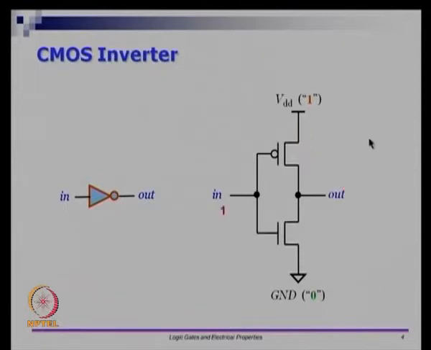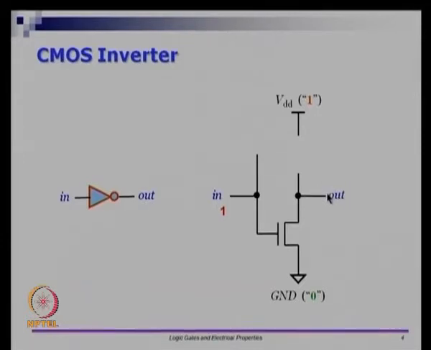Let us see what happens when the input is 1. If the input is 1, then we know that the PMOS device turns off and the NMOS device is going to turn on. So, the NMOS device is on. Now this transistor is going to be conducting, and if the output voltage is 1, it will discharge through this path, because there is a path to ground.